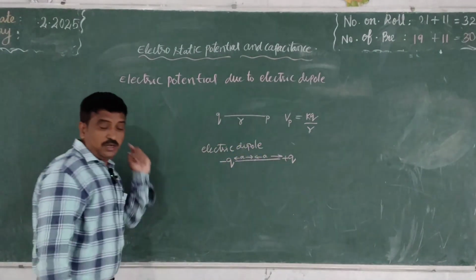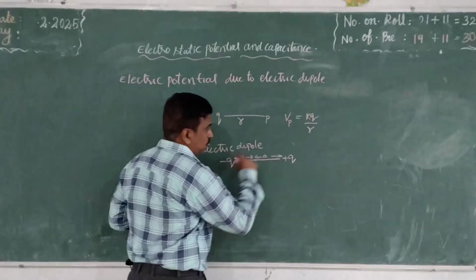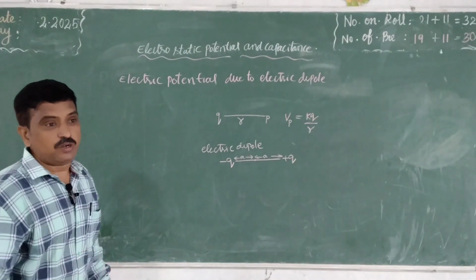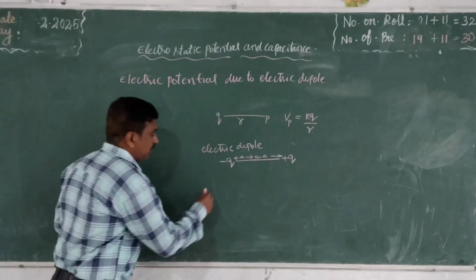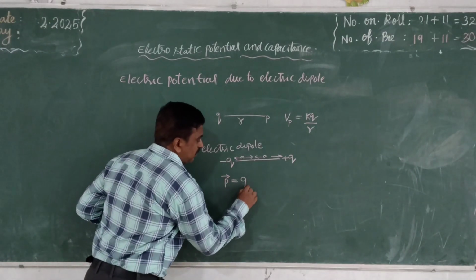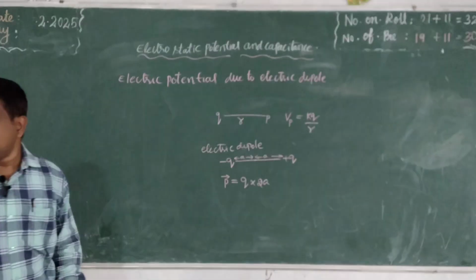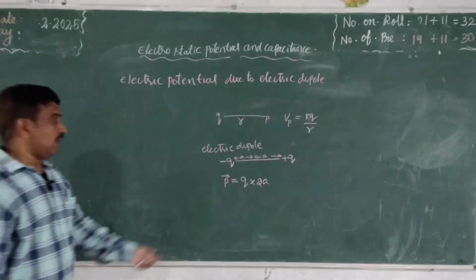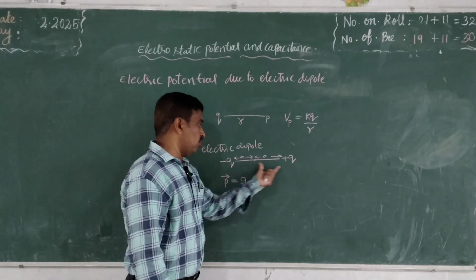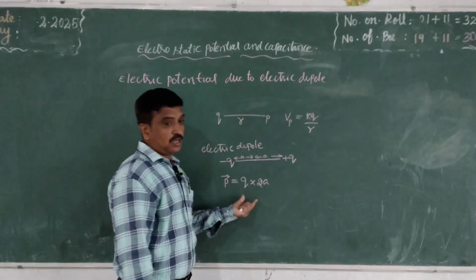A dipole has direction. What is the direction of the electric dipole? Minus q to plus q. So we call it the electric dipole moment, which we represent as P. Electric dipole moment is the product of charge and the length between them. The length between them here is 2a, and the charge is q.